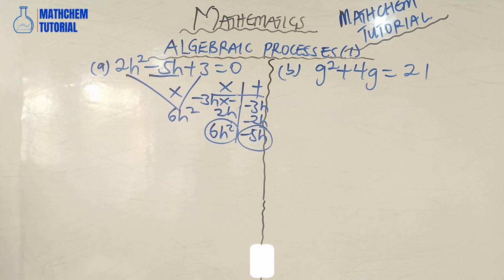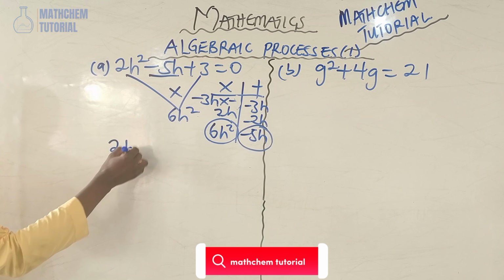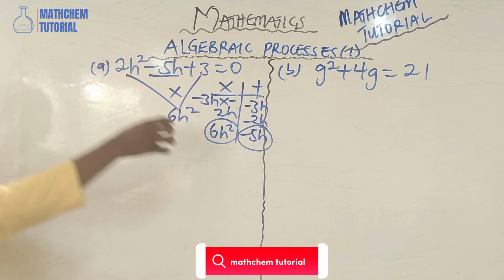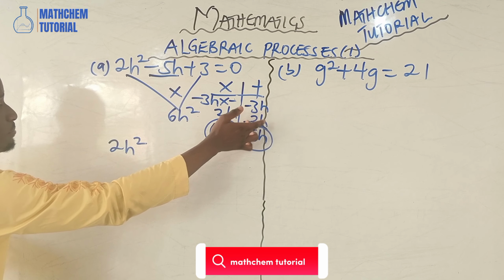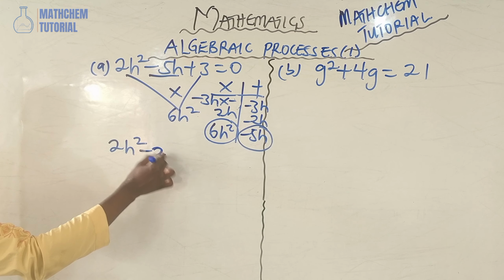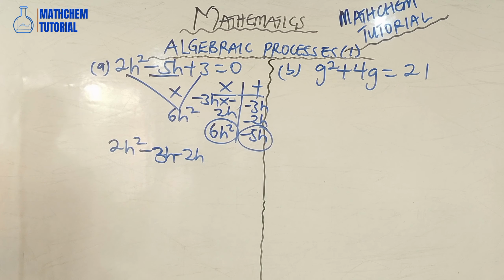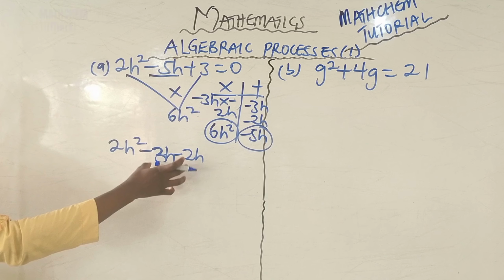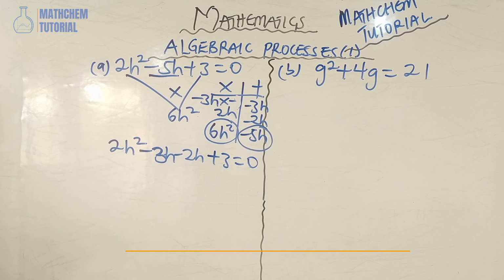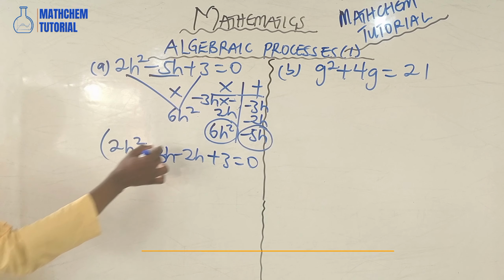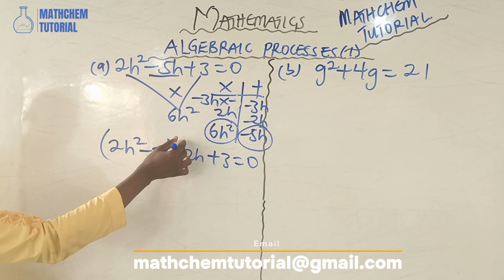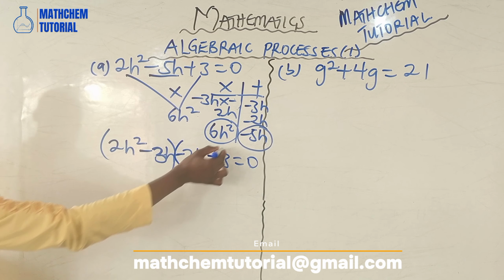Now what do I do next? Writing this equation down, which is 2h squared, instead of writing this minus 5h, I'm going to replace it with minus 3h minus 2h, plus 3 equals 0. If you have it like this, I tell students to just put brackets around them in 2 groups like this. This minus belongs to this minus 2h, so let me put it in this bracket and put it here as well.